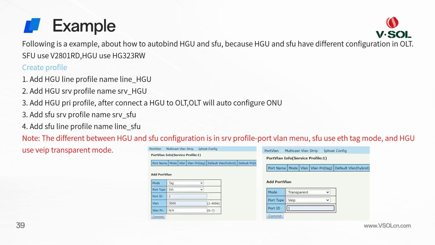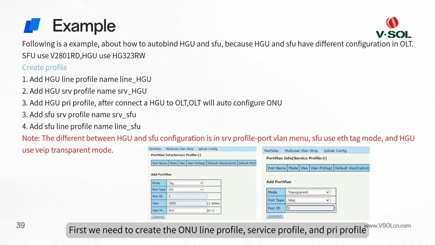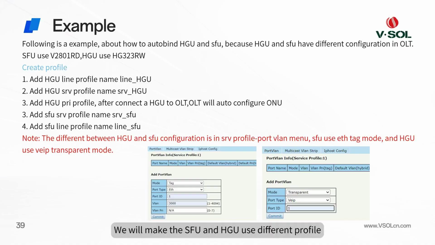There is a full example to show you how to use auto-bind based on PON and based on ONU model. Here we use V2801RD as the SFU example and HG323RW as the HGU example. First we need to create the ONU line profile, service profile, and PRI profile. We will make the SFU and HGU use different profiles. For HGU, we use profile line HGU, SRV HGU, and PRI1. For SFU, we use profile line SFU and SRV SFU.